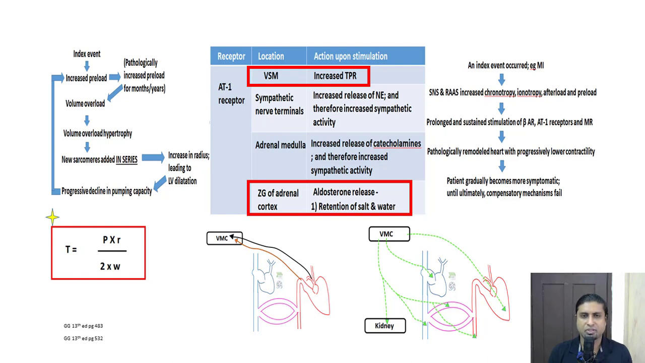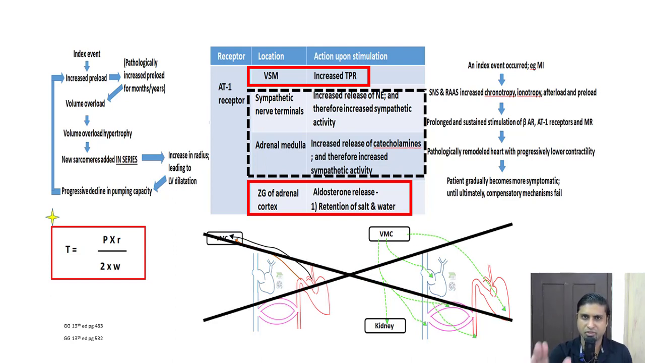The thing about ACE inhibitors is that they will reduce the amount of angiotensin II available to bind to AT1 receptors in the sympathetic nerve terminals and in the adrenal medulla, and therefore the reflex increase in sympathetic nervous activity is abolished. So this is what makes an ACE inhibitor induced vasodilatation different from other vasodilators. ACE inhibitors do not cause reflex increase in sympathetic activity, unlike other vasodilators. This makes it ideal in the treatment of heart failure. So that's the first mechanism.